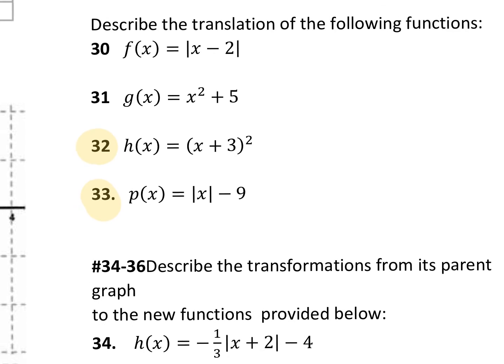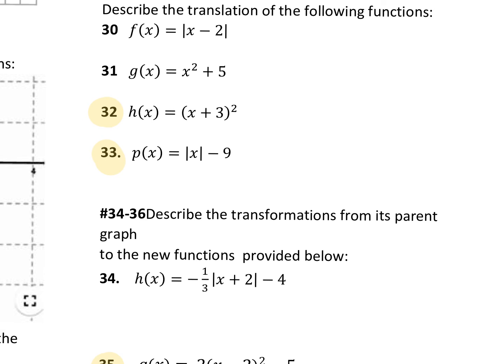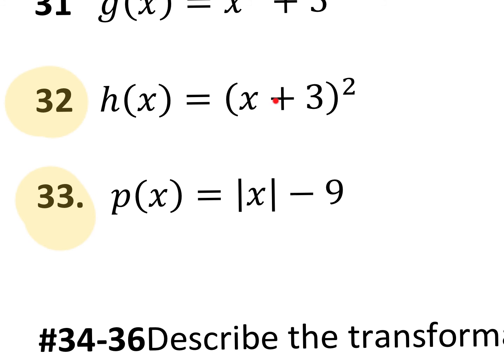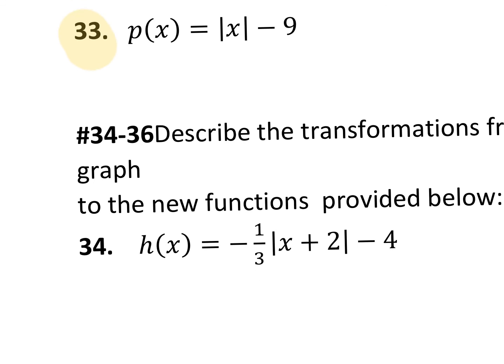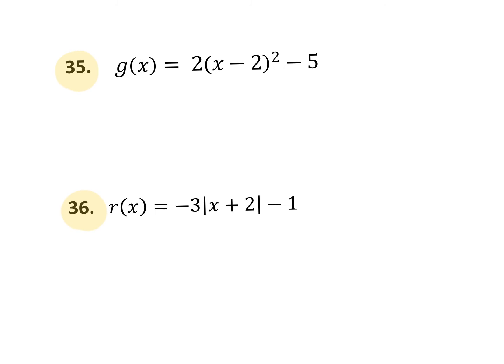This is too easy. Describing translations, those are just shifts. I explained that in the previous video. This one would just be that it shifts 3 units to the left. The parabola shifts 3 units to the left. This would be that the absolute value function, the v, from the parent graph to this one shifts 9 units down. Let's get to something that's a little more entertaining, either 35 or 36.